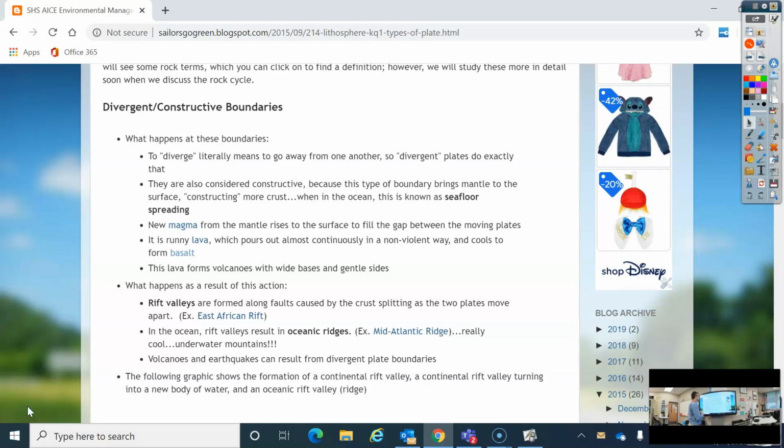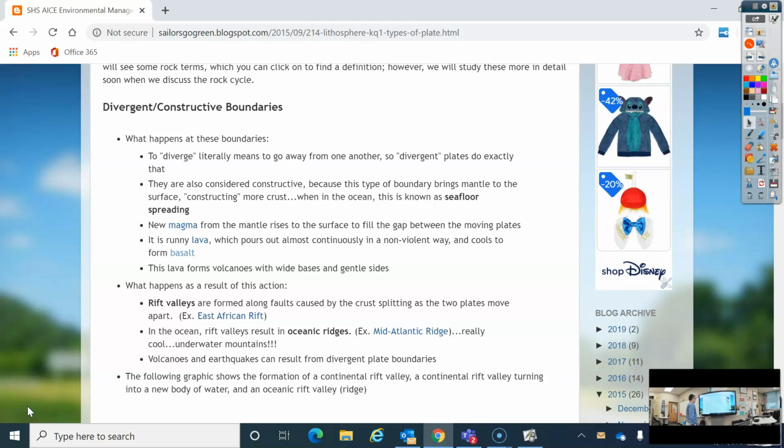This forms basalt. What happens as a result of this action are rift valleys. When this happens on the crust, splitting two plates moving apart is known as a rift valley. The East African Rift actually happens on land, so that's a cool one. In the ocean, rift valleys result in what we call oceanic ridges, and these are really cool. They're underwater mountains. There's an example here, the Mid-Atlantic Ridge. These examples are really cool if you click on them.